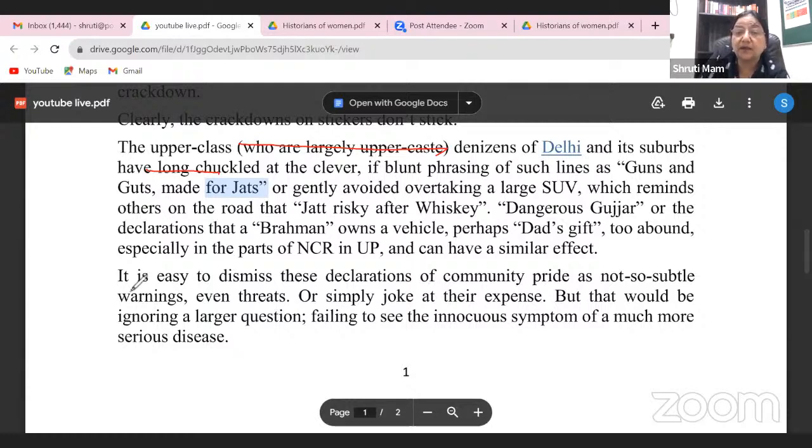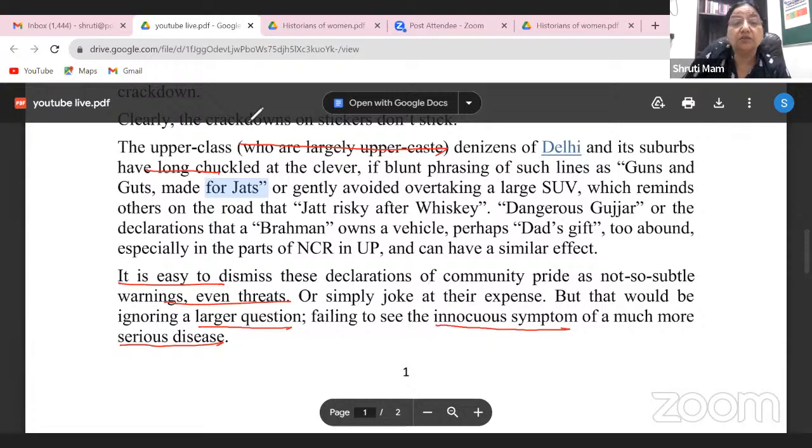Here's my conclusion to the next paragraph. Or simply joke at their expense, but that would be ignoring a large question. So what is the author trying to say? This is a symptom of a serious disease. He's calling this a symptom of a much more serious disease. You're doing a challan for people who are putting these stickers, but what is the disease? You're showing your upper class caste. You are promoting casteism. Can you see the interpretation he's leading us to?